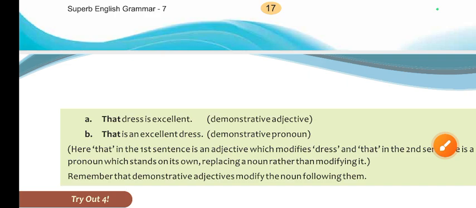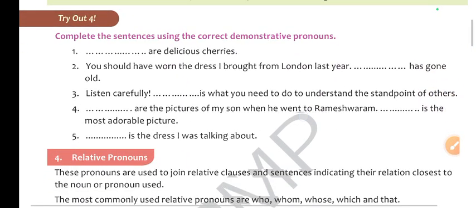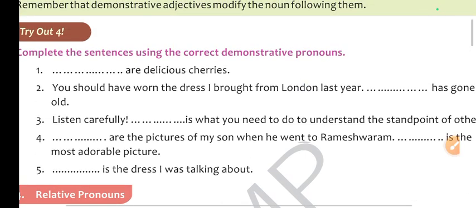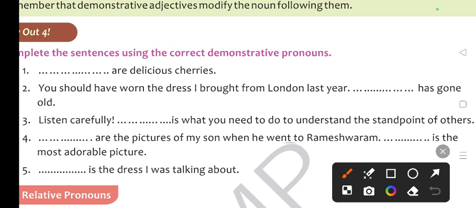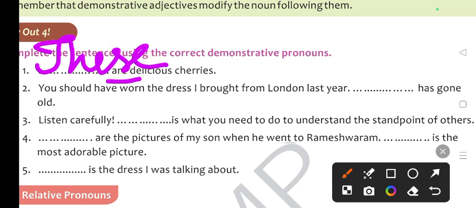Okay, now let's try out 4. Complete the sentence using the correct demonstrative pronouns. So the first question is, dash are delicious cherries. So these, because it's a plural form, and you know that with plural we use these or those. So these are delicious cherries. You should have worn the dress I bought from London last year. So we are talking about a single dress that the person had bought from London. So we will use this here.